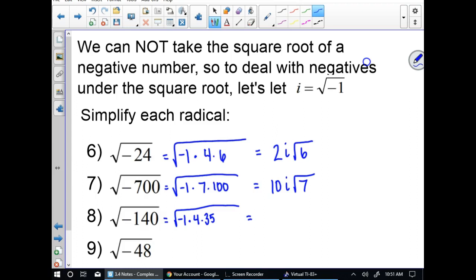Okay, so Stephanie, whenever I do this, what's our square root of -1? i. What about the square root of 4? It is 2. What about 35? We can't do it, so it stays underneath the square root.